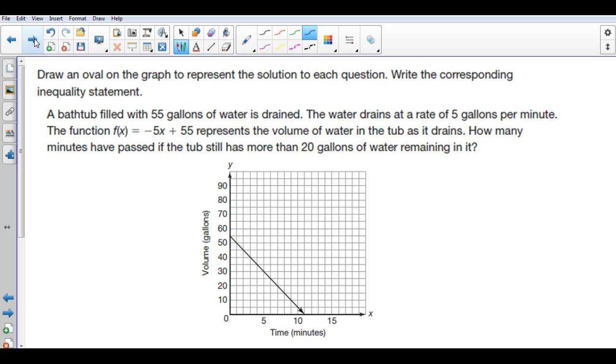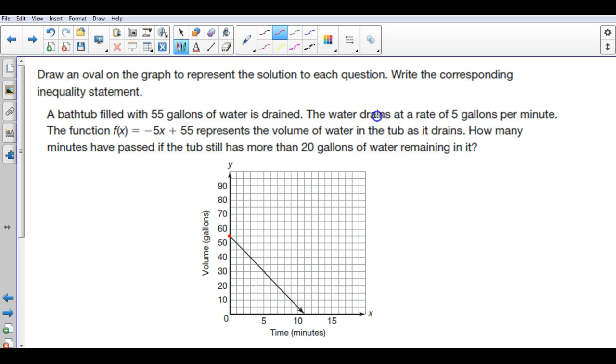And then the last ones, we're going to go to the graph on these. So it says draw an oval on the graph to represent the solution to each one of these questions, and then write the corresponding inequality. So we kind of did problems like this a little bit ago, but now we're going to be drawing an oval on this graph. So a bathtub is filled with 55 gallons of water and it's being drained. So notice my y-intercept here before it's drained, we're already at 55 gallons.